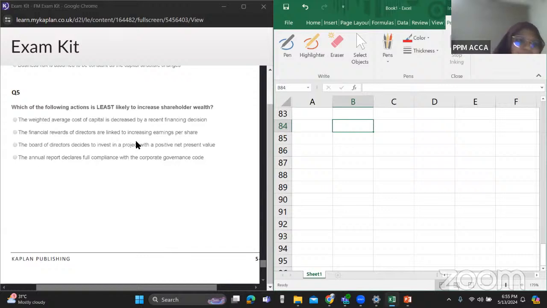Okay. The financial rewards of directors are linked to increasing earnings per share. Okay. Seems to be the answer, but I'll explain that in a bit. Let's see C and D. The board of directors decide to invest in a project with a positive NPV. If you invest in a project with positive NPV, definitely it will increase your shareholder wealth because you will start earning profits. Okay, so that is definitely not an answer.